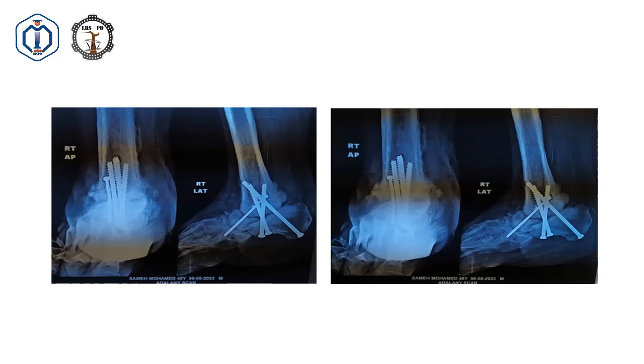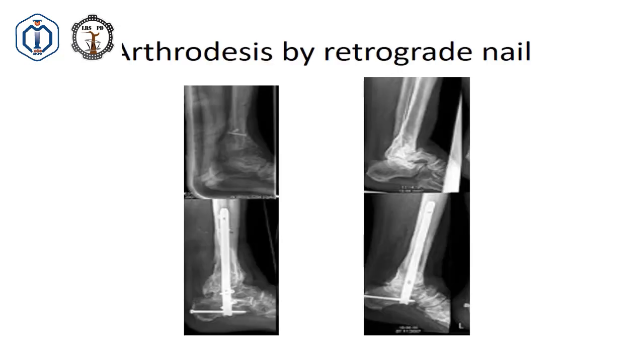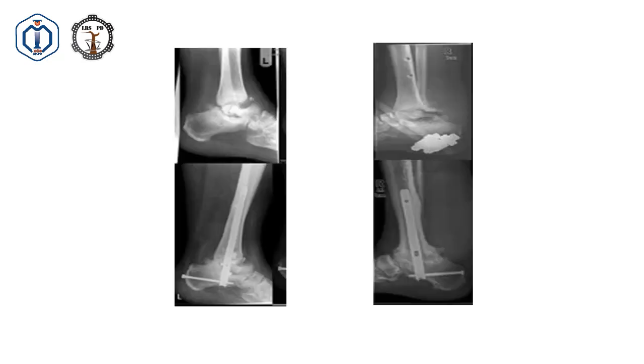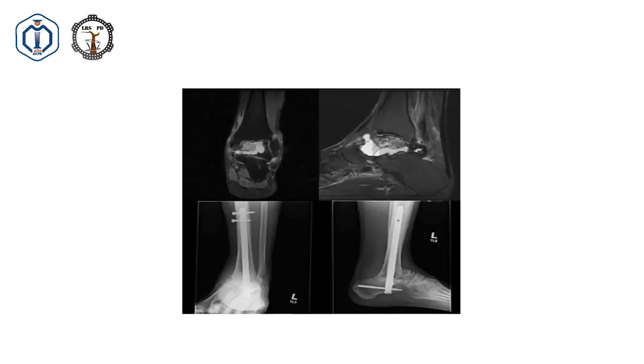Patient is standing well. Another example of arthrodesis by retrograde nail, destructed talus, and insertion of retrograde nail. One photograph, and here the diagram. Another example, section of the talus, arthrodesis, and we add here graft.